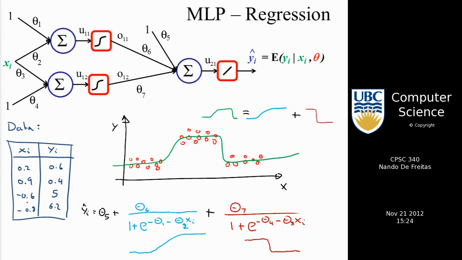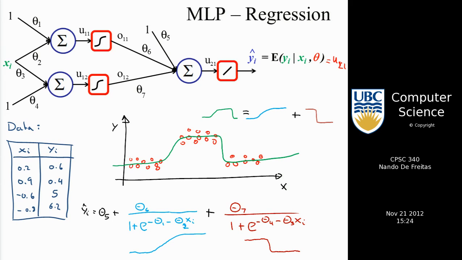We started looking at regression. Now, in regression, I'm going to use a different kind of output neuron. Instead of the output neuron being a sigmoid, I'm going to use the identity. So I'm using this line to indicate basically the identity neuron, U21.